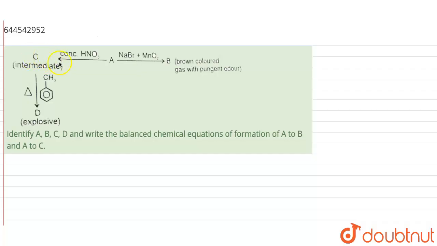Hello everyone. So in this question it is given that organic molecule A is there. This is being treated with concentrated HNO3 to form C, which is an intermediate. Similarly, when this is heated in the presence of toluene, we are getting D, which is an explosive. And this organic molecule A is treated with NaBr plus MnO2 to give B. Brown colored gas with pungent odor is formed. Now we need to identify A, B, C, D and write the balanced chemical equations of formation of A to B and A to C.